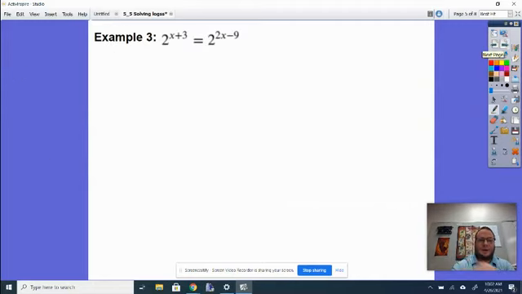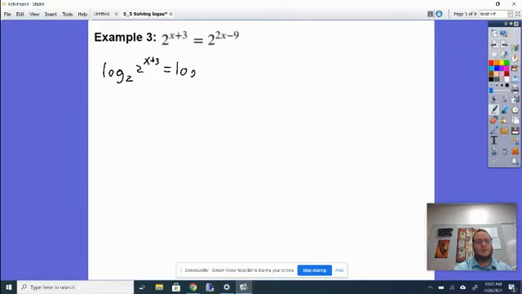Okay, now going the other direction, if I start with exponents, I'm just going to log both sides, just like we've been doing. Again, today there's not really anything that's new. It's just kind of bringing everything back together. Okay, log 2's cancel and the 2's cancel. So I'm left with x plus 3 equals 2x minus 9.